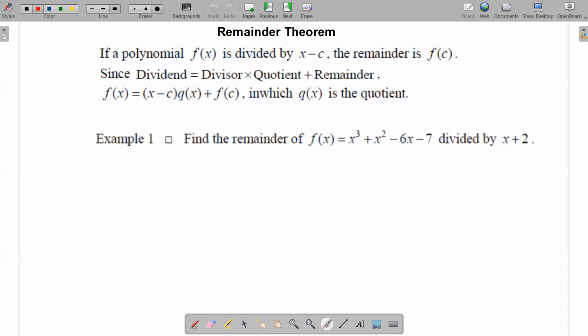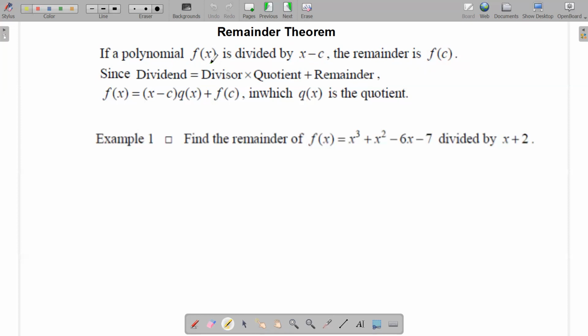Here we are dealing with a function, but in general, these two rules can be applied to any polynomials involved with a fraction or a division. The remainder theorem says that whenever we have a polynomial function that is divided by a binomial x minus c, the remainder can be found by solving for f of c. Let's take a look at this concept.